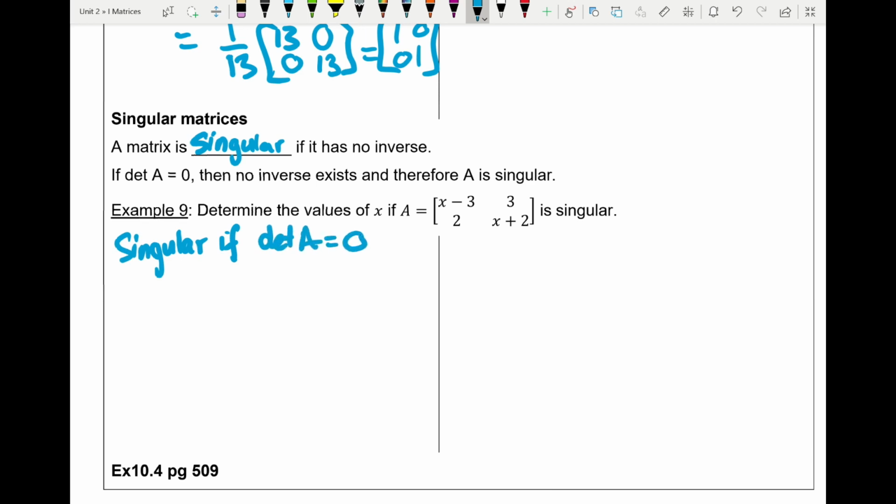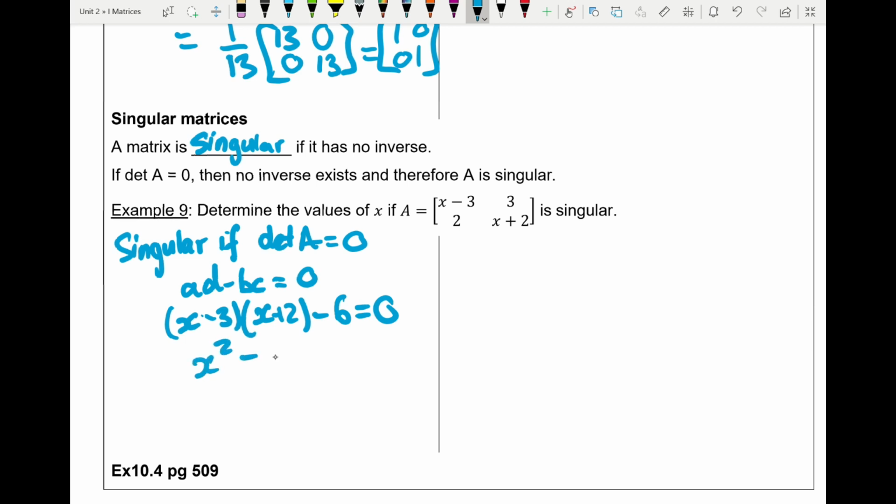So we get A times D, take B times C is equal to 0. And so that gives us x take 3, x plus 2, take 6, right, x take 3, is equal to 0. So if we expand and group like terms, we get x squared minus x minus 12 is equal to 0. So we're looking for two numbers that multiply together to make negative 12 and add together to make negative 1. So x take 4 and x plus 3 fit the job there.